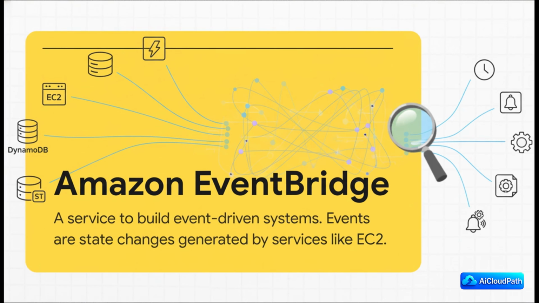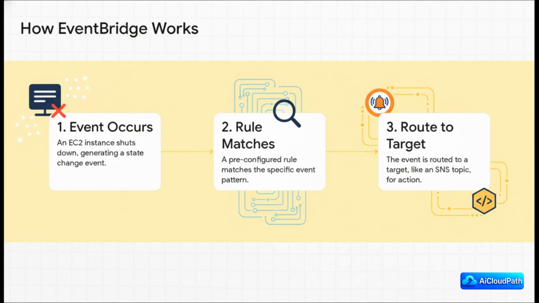Think of EventBridge as the central nervous system for your entire application. An event is really just a signal that something happened, a state change, like a file being uploaded or a server shutting down. EventBridge is constantly listening for these events and then routes them to the right place to kick off some kind of action.